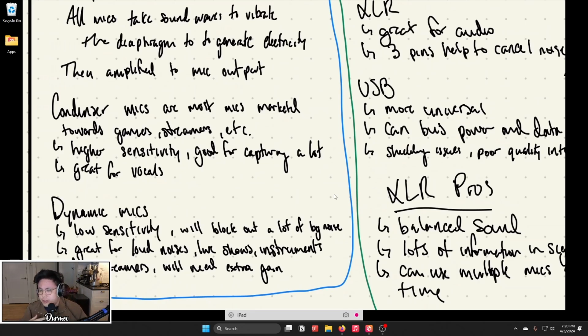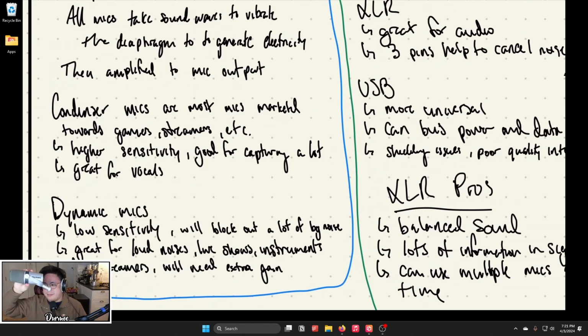But now there's another term that gets tossed around a lot that is up for debate for a lot of different streamers and people in general. And that's the debate between using an XLR mic and using a USB mic. What do XLR and USB mean? That refers to the input for the mic.